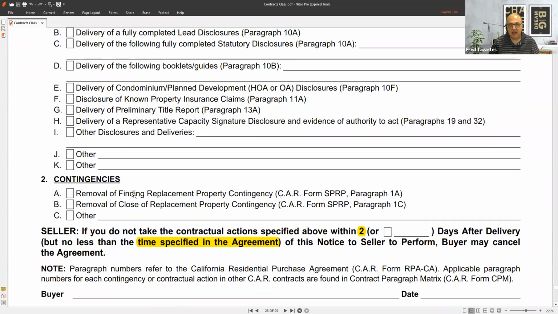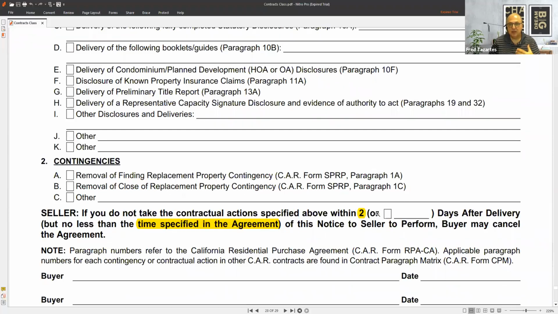Are they having a final replacement property? Did they remove that contingency? And again, this is 2 days unless it's different in the contract.